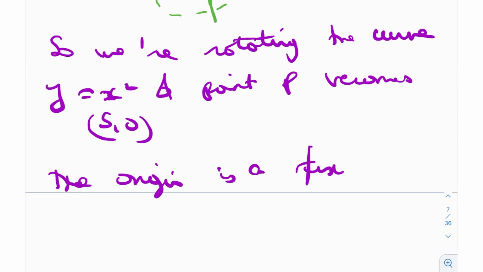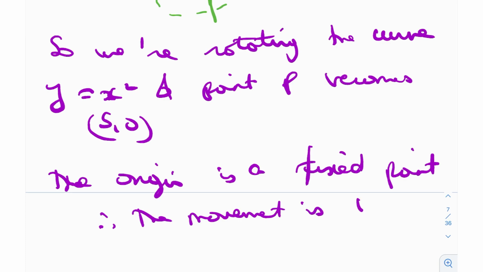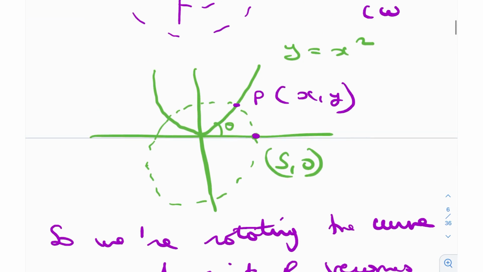And the origin is a fixed point. I think that's a critical thing as well. The origin is a fixed point, so therefore the movement is like a circle, which we kind of visualize up top as well. So again, just to recap, whenever you want to visualize how a curve transforms after rotation by an angle theta, you can just consider this particular point and imagine the trajectory of that point. It'll be like rotating like this, and it will eventually form a circle once you consider all angles theta from 0 to 360.